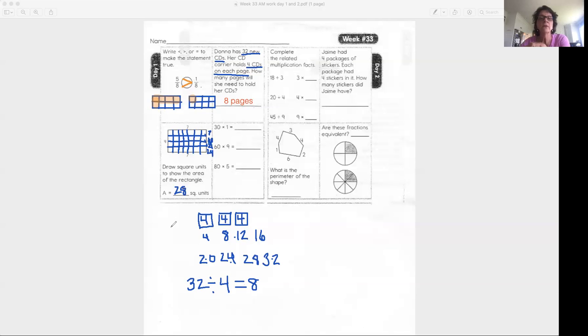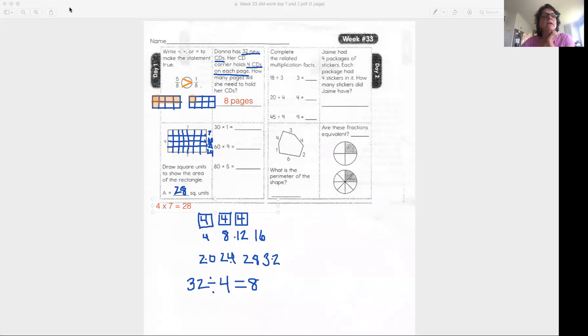Probably a quicker way to do that would have just been to write your number sentence, and I'm going to type that so it's a little bit neater. I could have written 4 times 7 equals 28 square units. Okay, typical area question. All right, the next one is multiplying by multiples of 10.